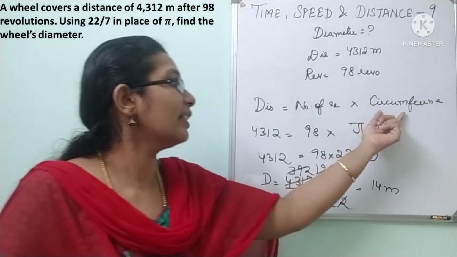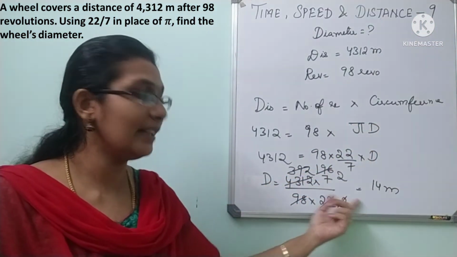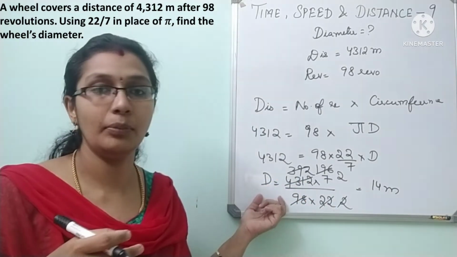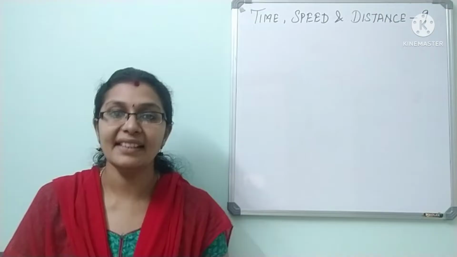Suppose if you have used circumference as 2 pi r, you will get it as 7 meter. So that is the radius. So if you double it, you will get it as 14 meter, which is the diameter. Clear? Yes. See the next question.